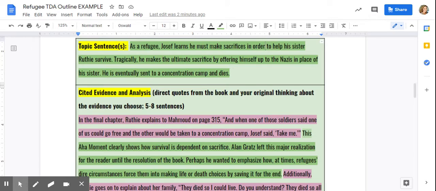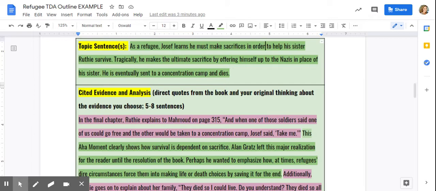Period. End quote. A little side note: when you have a quote within your evidence, you're going to have to do a triple quote, where you do a single and then your end quote. So it looks a little funny because there's three, but that's the accurate way to do it. So after you include your evidence, then you need to talk about it. This is the analysis part, okay? Your original thinking about it.